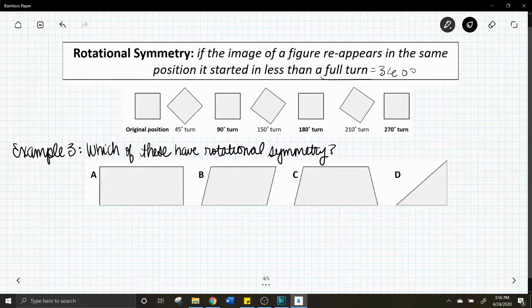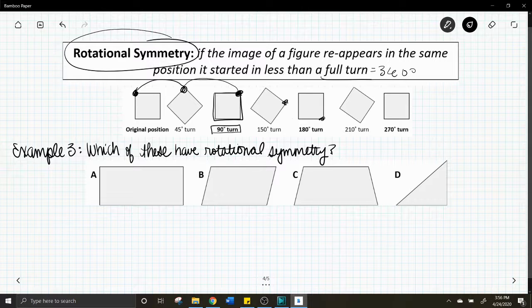So in this case, we have a square. If I can start turning this square, let's start with original position. If I can turn this square in such a way that it's back to looking like it's in an original position before it has been turned 360 degrees, the image has rotational symmetry. So as you can see here, let's say this is our starting point. We turned it 45 degrees more. We're already back to the original position. Okay? If we keep turning this figure, look, we've got rotational symmetry again. Keep turning, okay?